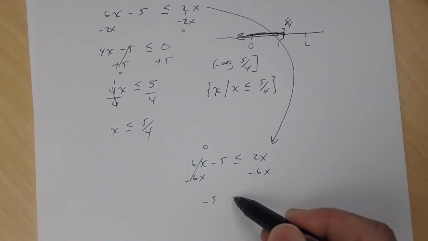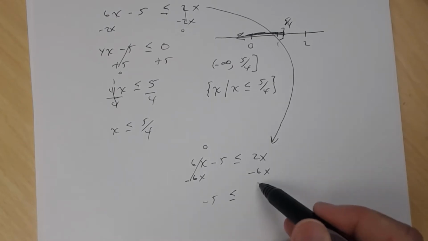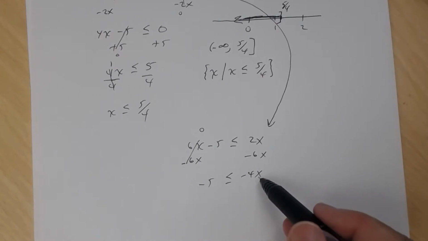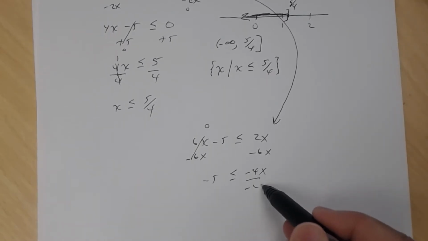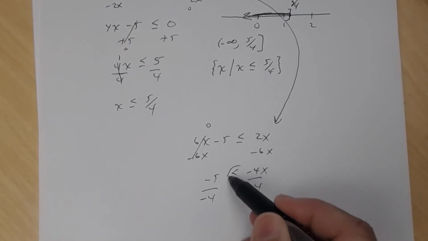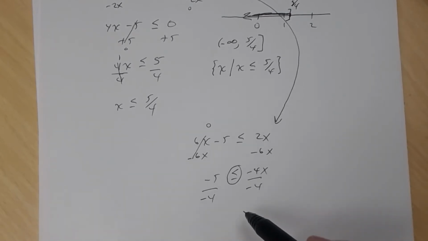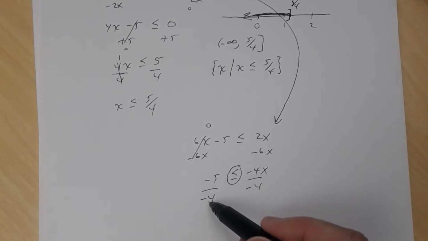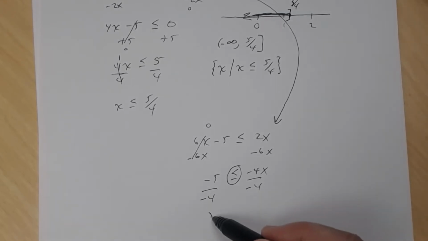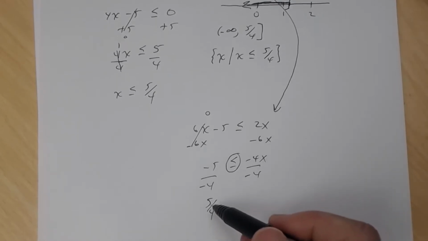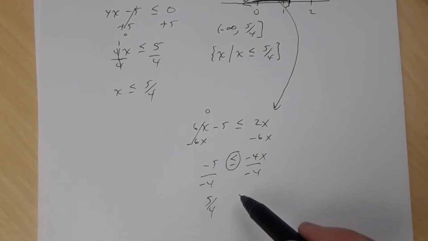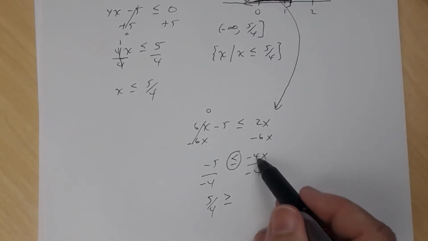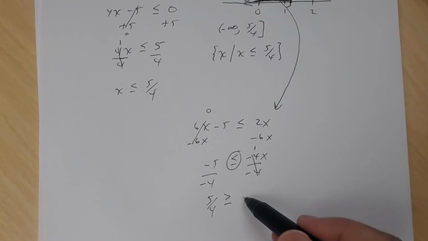So you get negative 5 is less than or equal to, and then 2x minus 6x is a negative 4x. Now we got to get the variable x by itself. So I'm going to divide both sides by negative 4. Now remember, I'm dividing by a negative number, so I've got to reverse this inequality symbol. You got to always remember that. A negative 5 divided by negative 4, a negative divided by negative is a positive, so it is a positive 5/4. You got to make sure you write it as positive 5/4. Is greater than or equal to, and then negative 4 divided by negative 4 is 1. 1 times x is x.